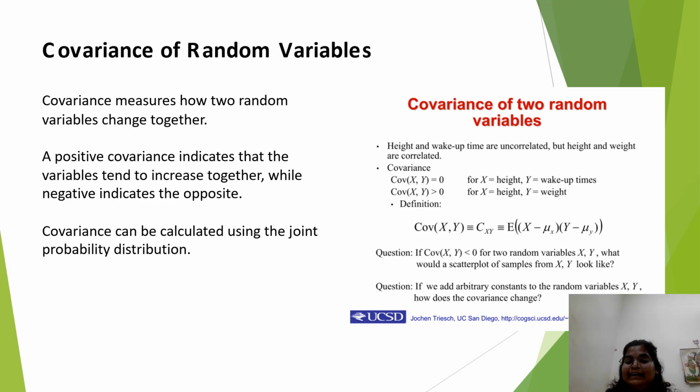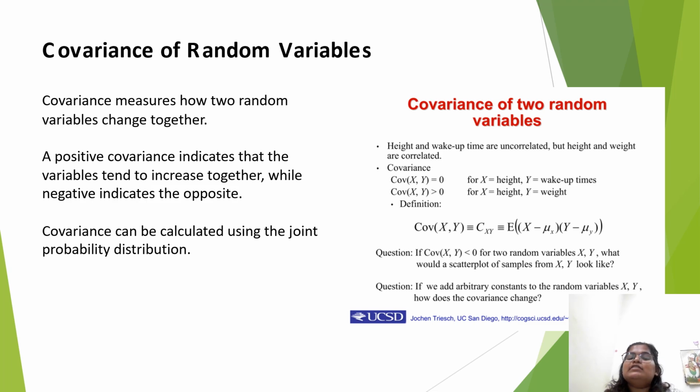Here you can see height and wake up time are uncorrelated, but height and weight are correlated. The covariance of x and y is equal to 0 for x equal to height and y equal to wake up time. The covariance of x and y is greater than 0 for x equal to height and y equal to weight. Definition: covariance of x, y is equal to E[XY] equal to E[(X minus mu x)(Y minus mu y)].